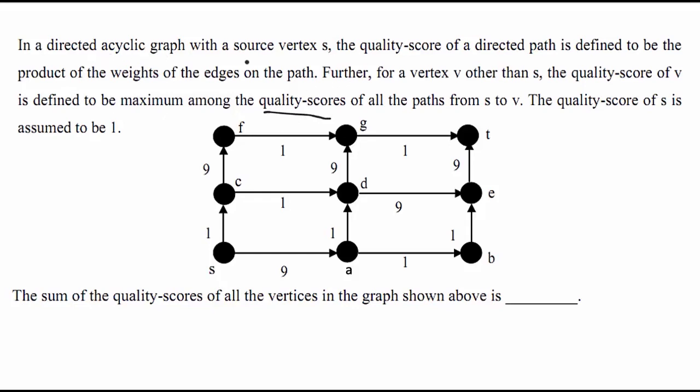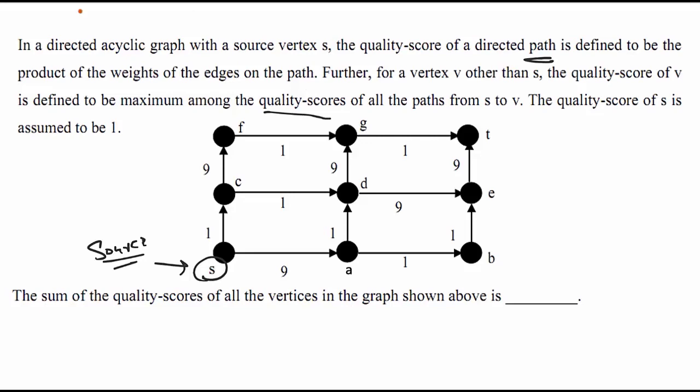In a directed acyclic graph with a source vertex S, okay, S is given as a source vertex. The quality score of a directed path, okay, quality score of a directed path is defined to be the product of the weights of the edges on the path.